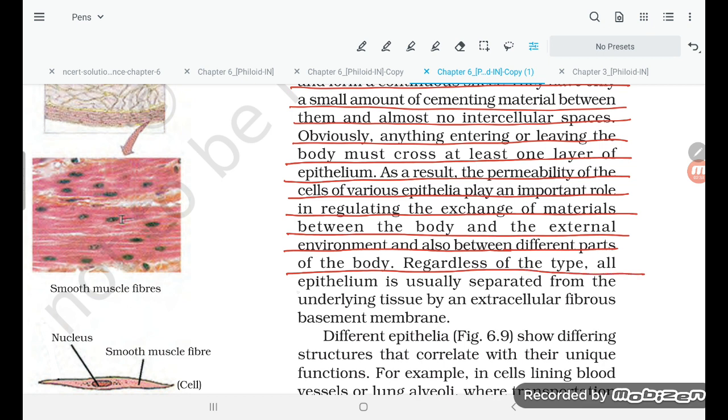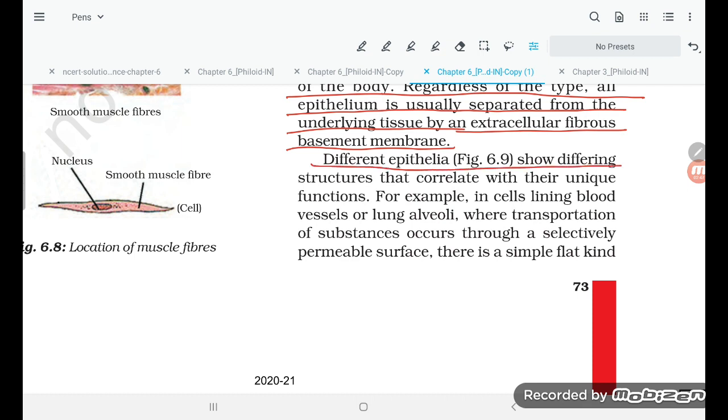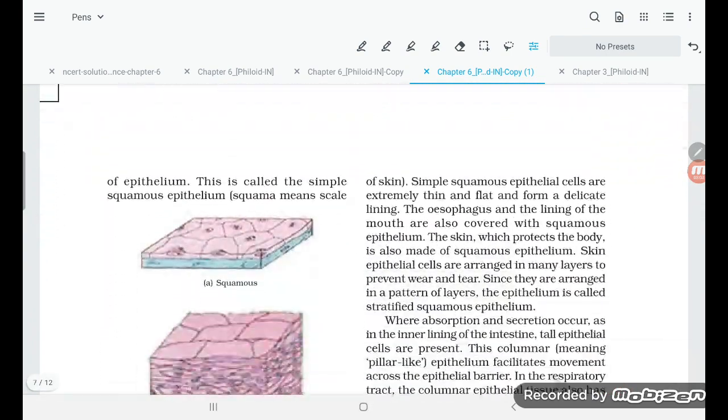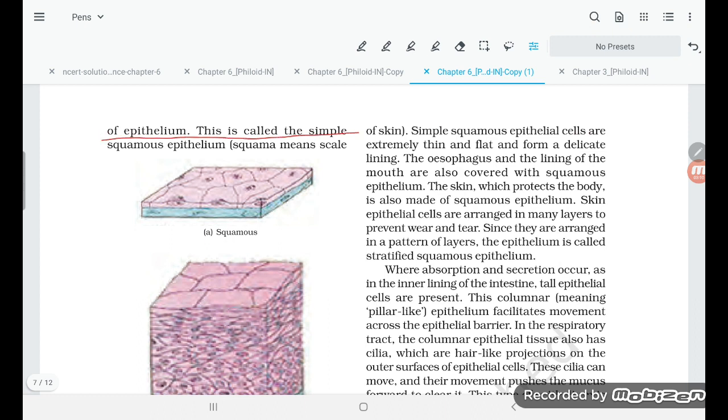Regardless of the type, all epithelium is usually separated from the underlying tissue by an extracellular fibrous basement membrane. Different epithelia show differing structures that correlate with their unique function. For example, in cells lining blood vessels or lung alveoli, where the transportation of substances occurs through a selectively permeable surface, this is the simple flat kind of epithelium. This is called the simple squamous epithelium.